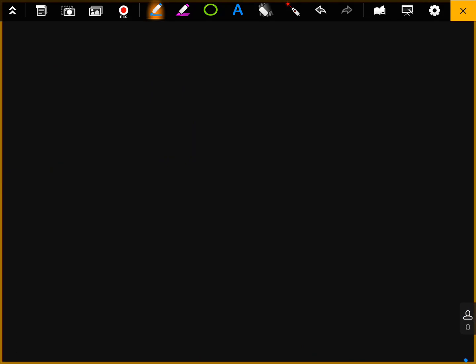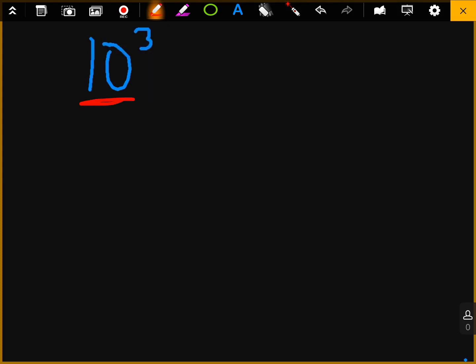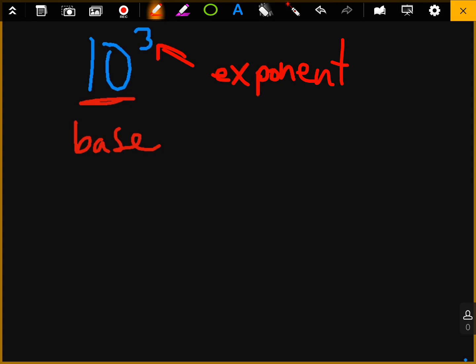So hopefully you've paused. We're going to go ahead and show you what that means. If I have 10 to the third power, 10 is going to be my base. That's the number that's going to be repeated. 3 is going to be my exponent. That's telling us how many times the number 10 is going to be repeated. 3 times.